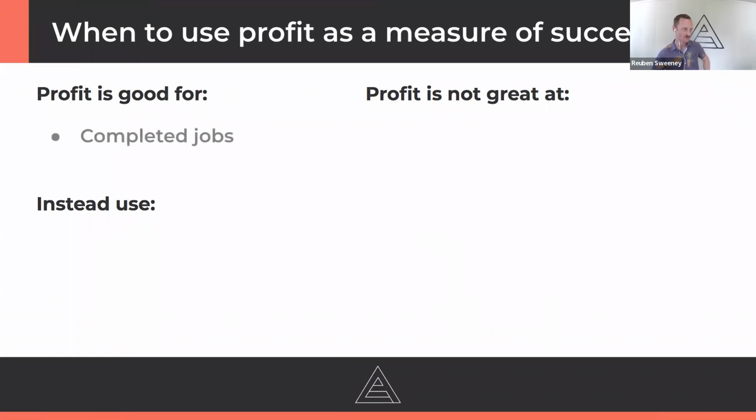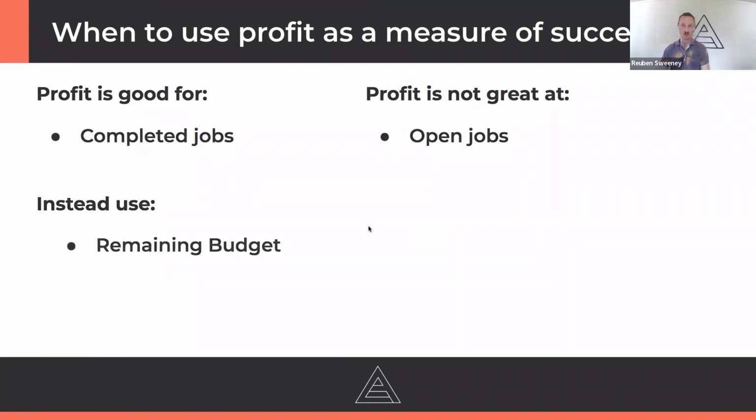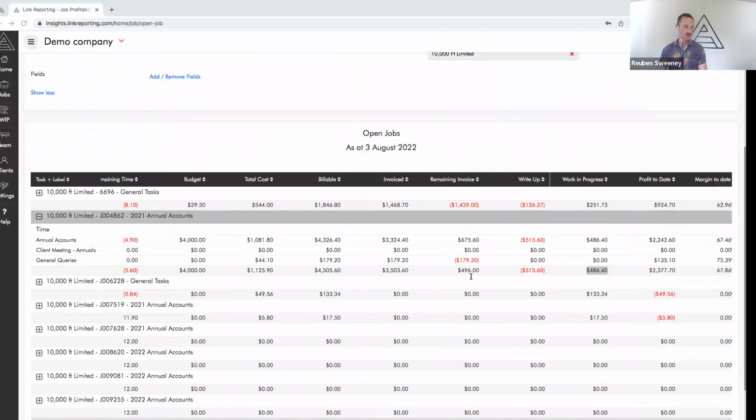When do we use profit as a measure of success? Profit is good for completed jobs. Profit is not great, but still useful for open jobs. Profit to date. What can we use instead? Remaining budget. That's probably the easiest option to looking at open jobs, saying, is this job going well or is it not?